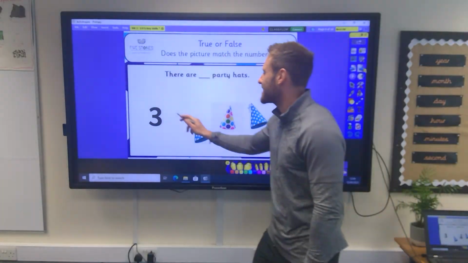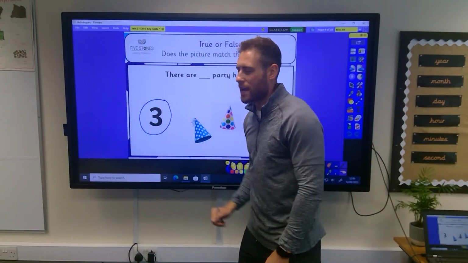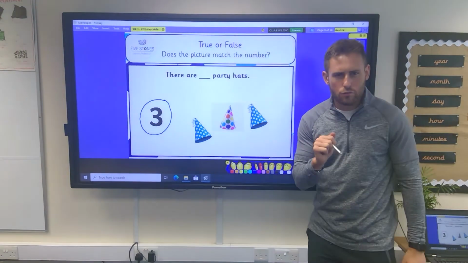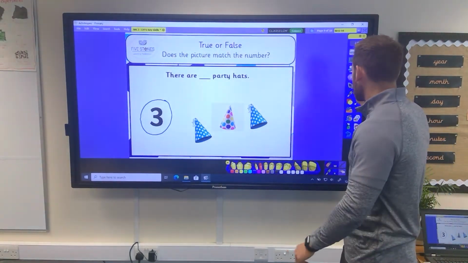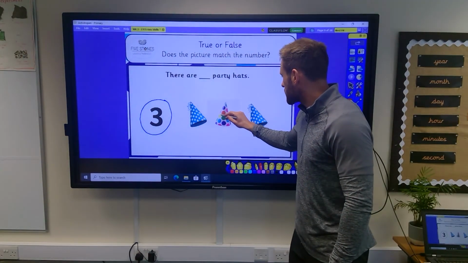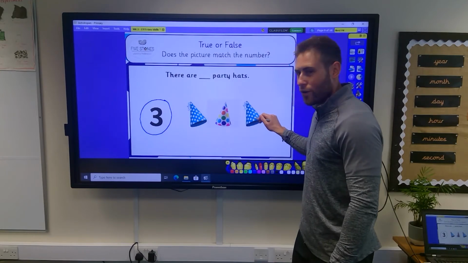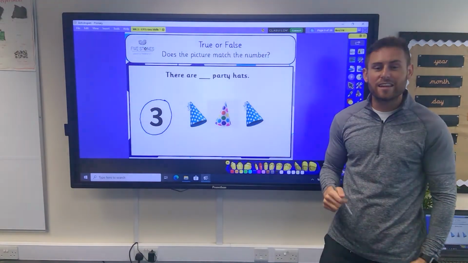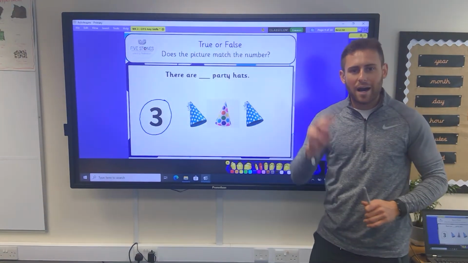Yes, well done. This is the number 3. So are there 3 party hats? Shall we count and see? 1, 2, 3. Yes, they might look different, but there are still 3 party hats.